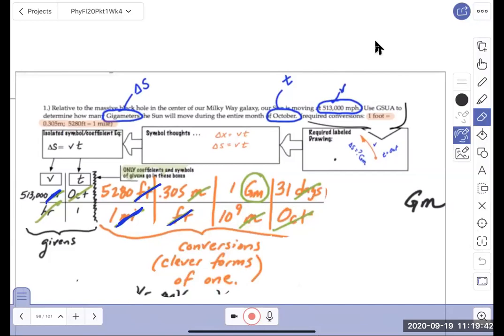So all these clever forms of one need to be conversions that are given, that I've provided you, or other clever forms of one that you already know. Like I'm going to expect you to know there's 12 inches in a foot. There's 3 feet in a yard. Sometimes people do forget that one. I'll always try and provide it if you ask on a test, but some of those you're kind of expected to know.